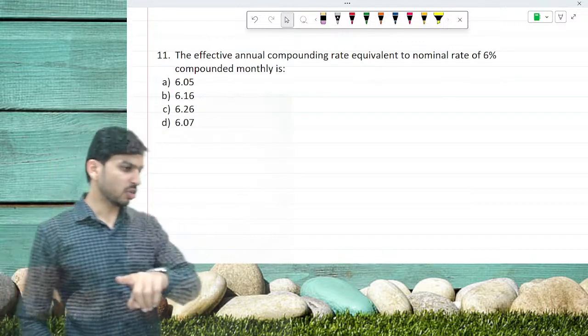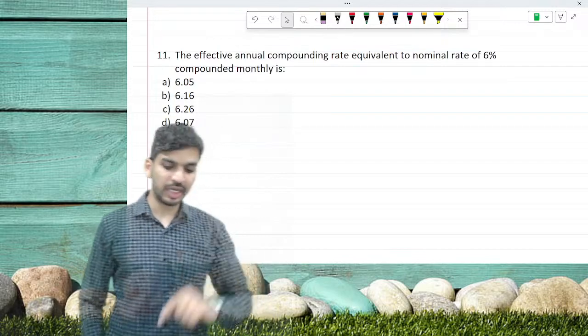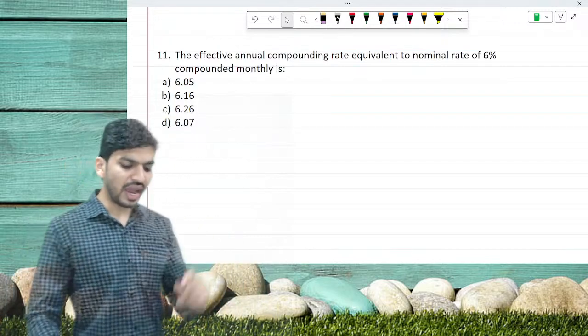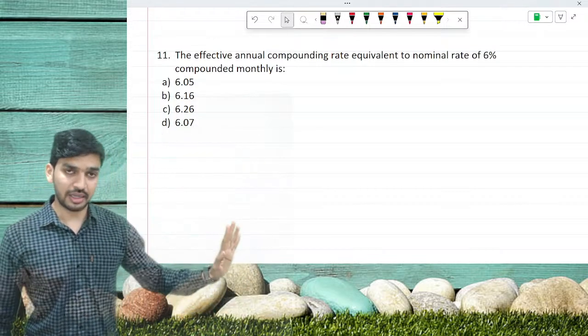Let me teach you this question. After that, I'll give you homework. Okay, let me teach you this question. The effective annual compounding rate. See, this question will take time to understand.